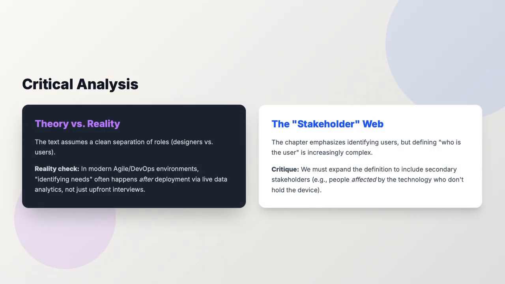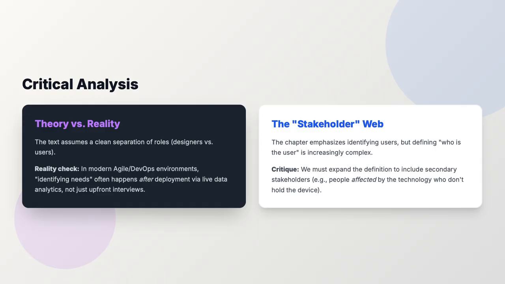Moving to a critical analysis, while the chapter provides a solid foundation, there is a gap between this idealized process and reality. First, the text assumes we can identify the user. In today's global digital ecosystem, users are often anonymous data points. We often identify needs after launch using data analytics, which is a form of evaluation the text implies happens earlier.